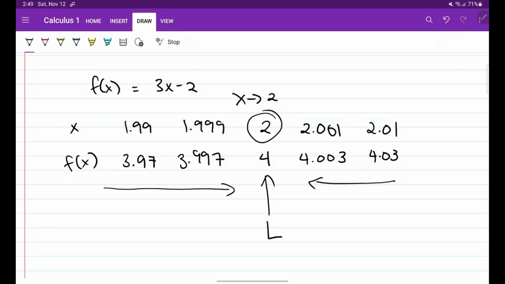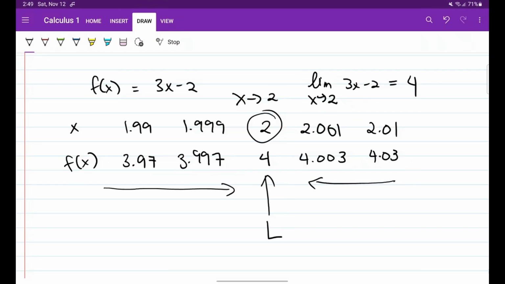No? And f of x is equal to 3x minus 2. So we say that the limit as x approaches 2, okay, of f of x, which is 3x minus 2, is equal to L, which is equal to 4. Okay? So, that is how we approach limits numerically.